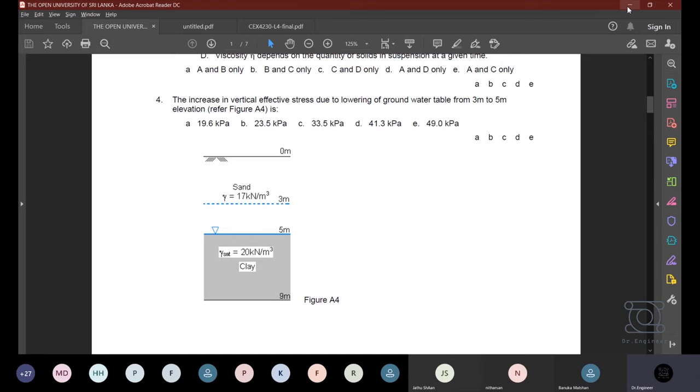So if you see here, this depth is only 2 meters, right? So gamma dash, that is saturated sand unit weight, right? This one is only for 2 meters, not for 3 meters. I have written 3 meters here. So it is not 3 meters, it is 2 meters, right?